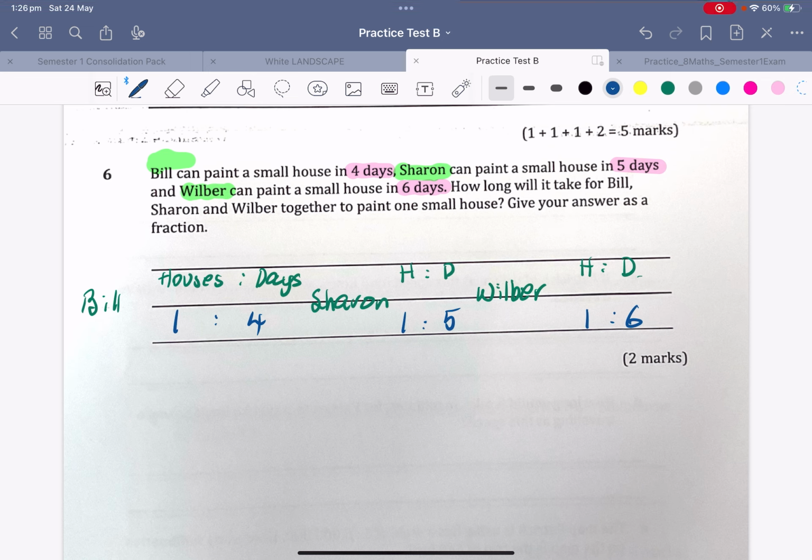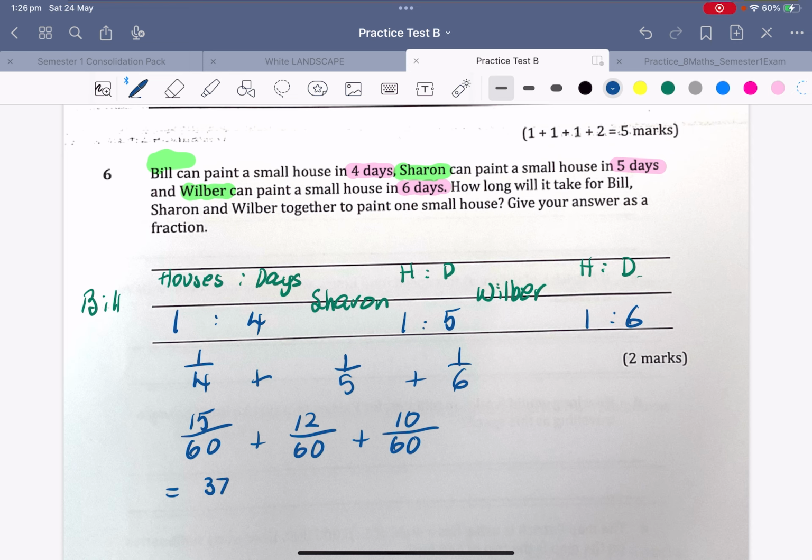The time is always your denominator. So in this case, it'll be 1 over 4, and we add them together, 1 over 5 plus 1 over 6. You can go straight to your calculator to calculate this if you wish, but I'm just going to convert it the old-fashioned way. We have to make the denominators the same before we can add them. And the answer here is 37 over 60.